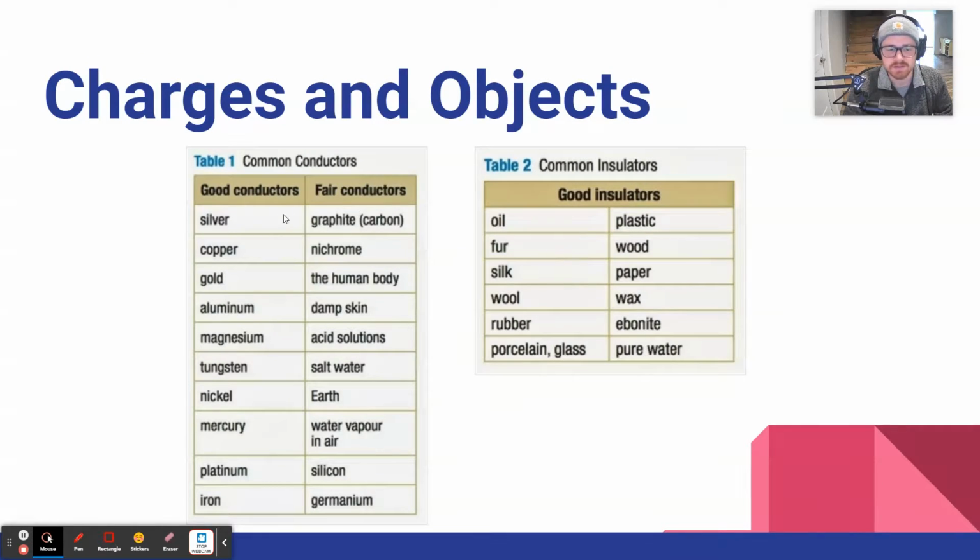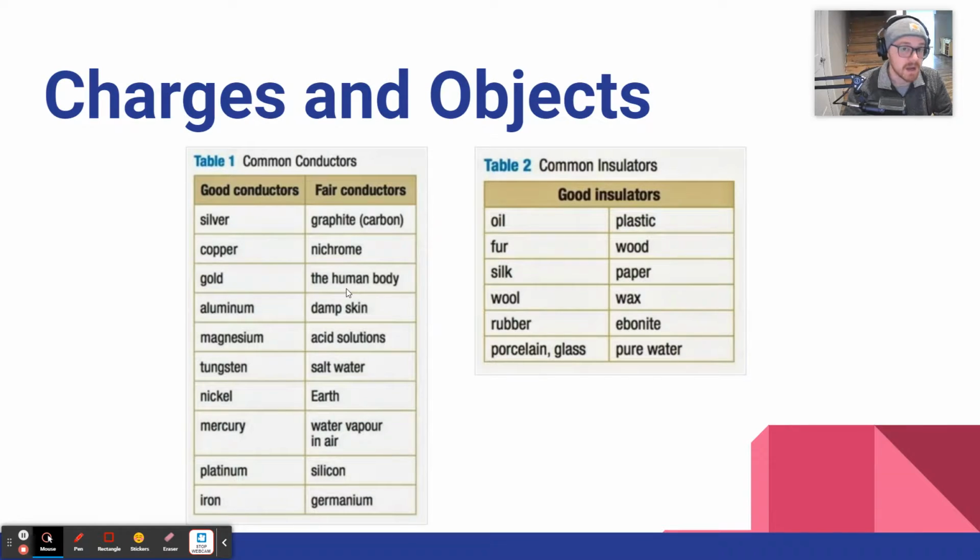Whereas in good conductors, here you have silver, copper, gold, aluminum, magnesium, tungsten, nickel, mercury, platinum, and iron. All of these things are great for conducting electricity. And here are some okay ones, some fair conductors: graphite. That's what you have in your mechanical pencils. That's what you have in your pencils, graphite.